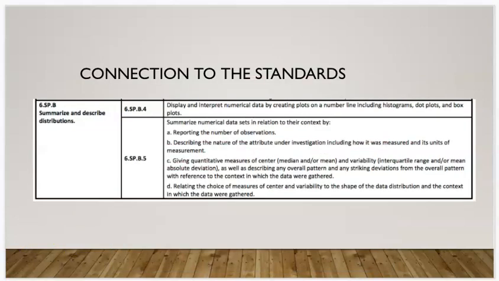Look at the standards that this connects to in 6th grade. They need to be able to measure variability, interquartile range, and mean absolute deviation. And they relate the choice of measures of center and variability to the shape of the data distribution in context to which the data was gathered.